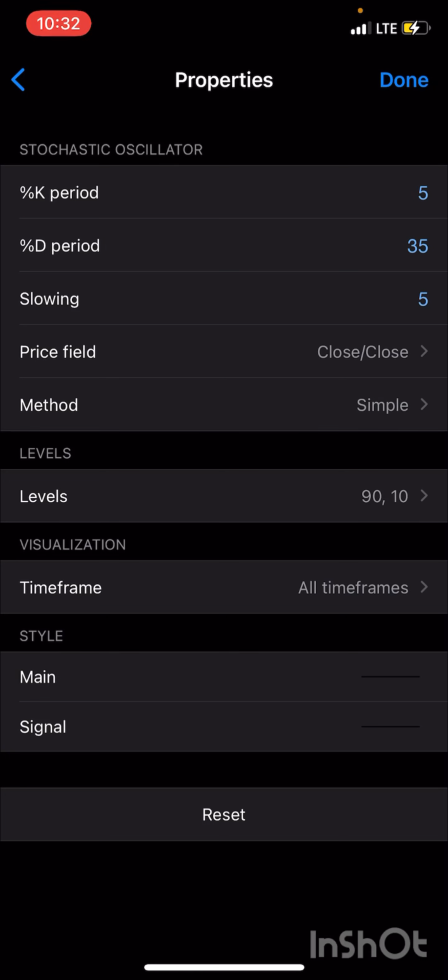The K period is 5, D period 35, slowing 5, price field is close, method is simple, levels are 90 and 10. That's the levels I'm talking about. When it gets to level 10, you're going for your buy. When it gets to level 90, you try to catch your spikes. But be sure of the trend of the market first. You don't want to trade against the trend, so you know what you should wait for.